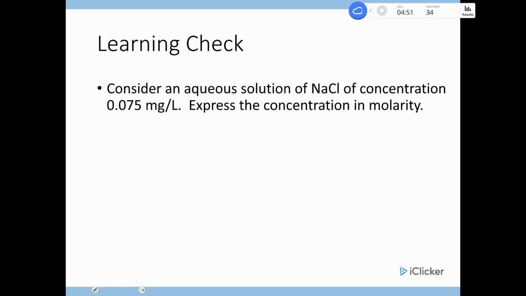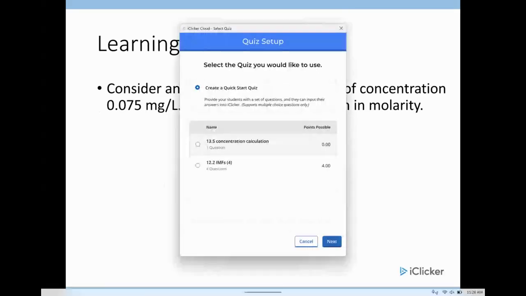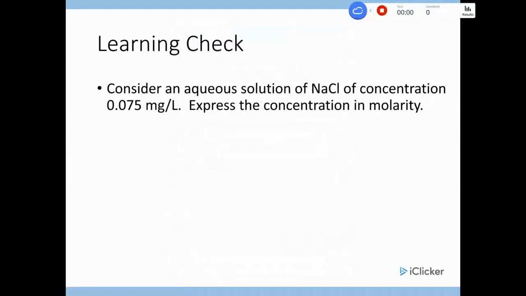All right, next learning check. This one will be an iClicker, so I'll get this open. So you are working with an aqueous solution of sodium chloride. The concentration is provided in milligrams per liter, and you're calculating molarity. So remember, molarity is moles per liter. You have one or two conversions to do to convert 0.075 milligrams per liter to molarity. When you submit on iClicker, just put in the numerical value.